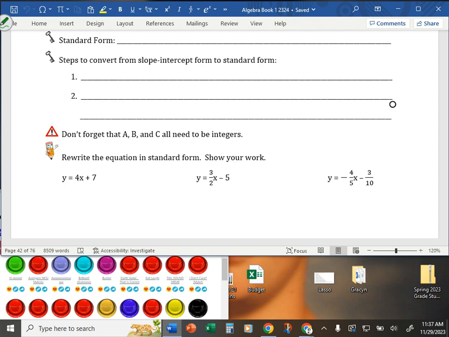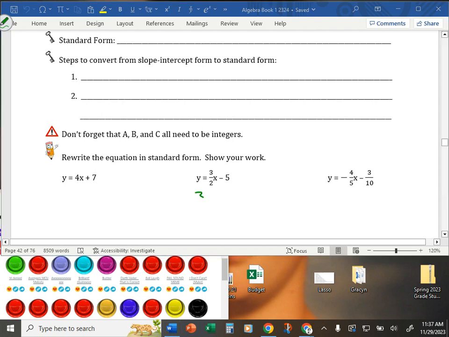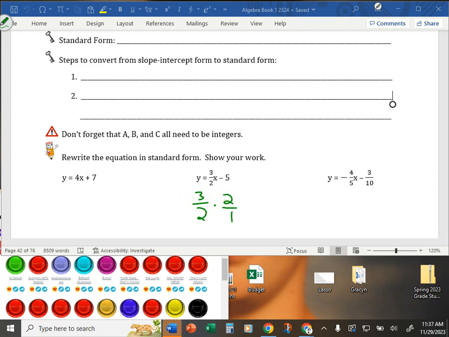Like let's just take this 3 halves here, and you don't have to write this down if you don't want to. But if we multiply 3 halves by its denominator, by 2 over 1, what happens to those 2's? They cancel out, right? Or if we multiply this out, 3 times 2 is 6, 2 times 1 is 2. What's 6 divided by 2? 3. The fraction's gone.